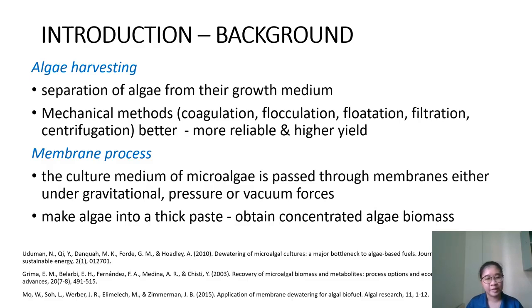Algae harvesting is the separation of algae from their growth medium. There are three types of methods, which are electrical, chemical, and mechanical. But most research states that mechanical methods such as coagulation, flocculation, flotation, filtration, and centrifugation are better as they are more reliable and give higher yield. Membrane process is pushing the culture medium of microalgae through membranes using either gravitational, pressure, or vacuum forces. This makes the algae into a thick paste, therefore obtaining a concentrated product.